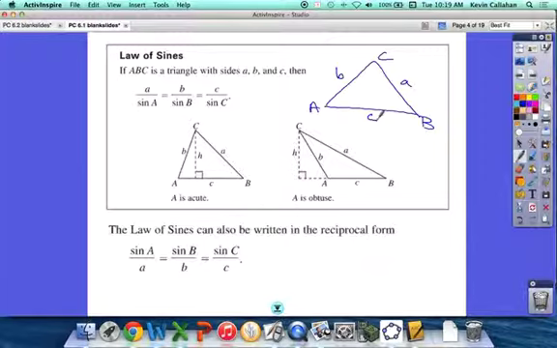So for any triangle, if you divide the length of a side by the sine of the opposite angle, it's a constant. The a over the sine of A, the b over the sine of B, the c over the sine of C, all 3 will be exactly the same. Now, normally, you're not dealing with all 3 of those. You're just dealing with 2 of them at a time. But this is true: the side divided by the sine of the opposite angle is equal for all 3 angle-side pairs.